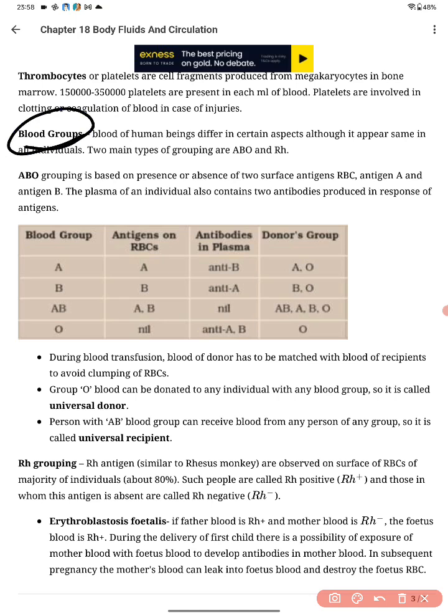Now let's talk about blood groups. So these are different types of blood groups. Blood of human beings differs in certain aspects, though it is the same in the individual. So blood groups are decided by your RBC membrane antigens.